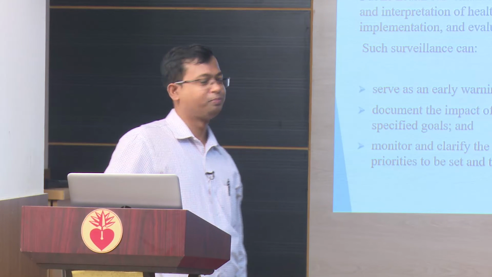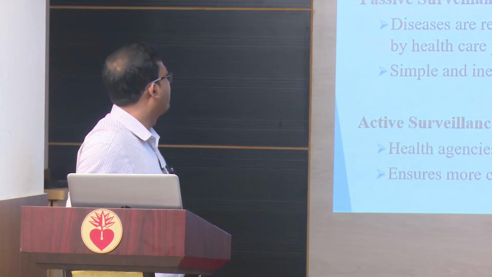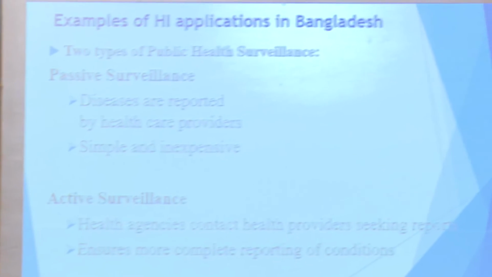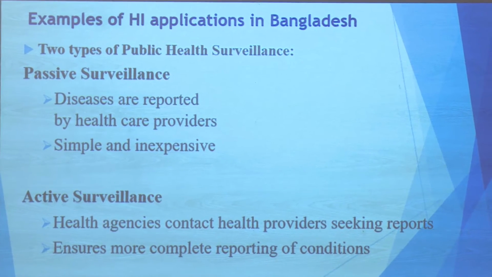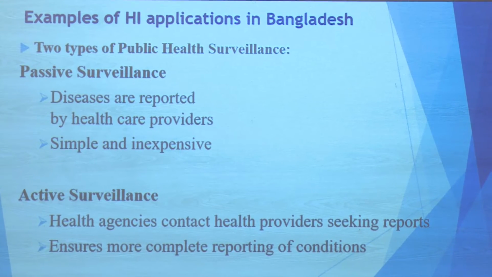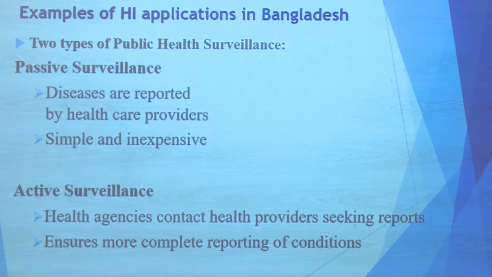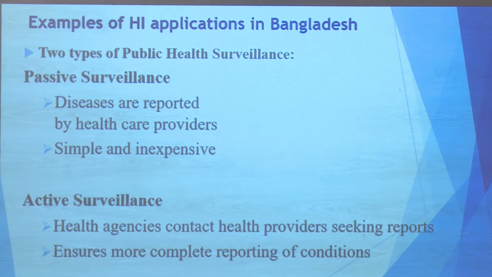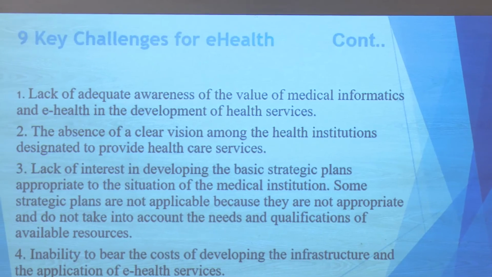Think about it. There are two types of public health surveillance, basically passive surveillance and active surveillance. What does passive surveillance mean? Diseases are reported by healthcare providers, simple and inexpensive. This is easy basically. Active surveillance is when health agencies contact health providers seeking reports, which ensures more complete reporting of conditions basically. So there are two types.